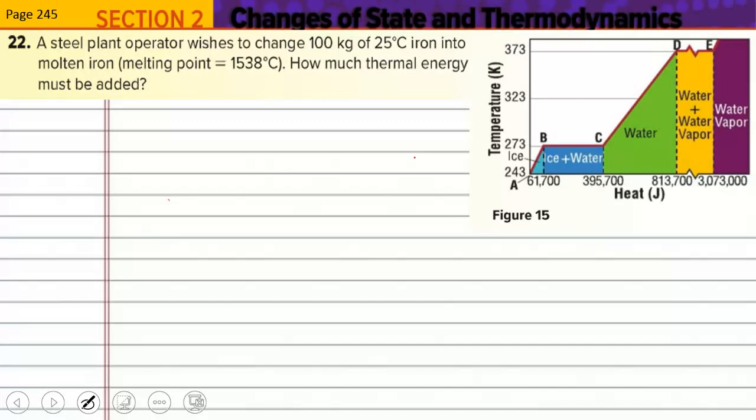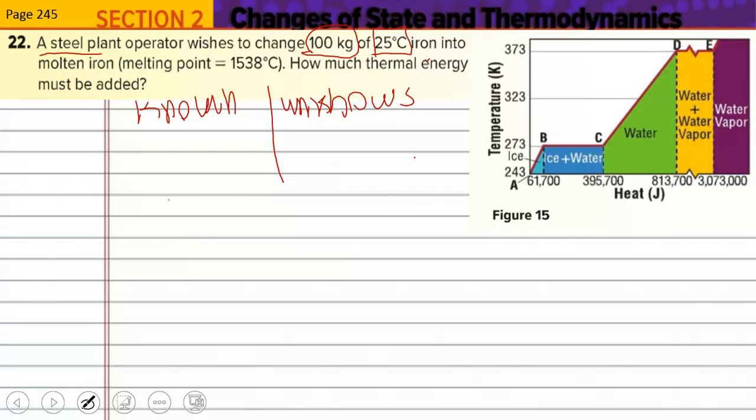Now, we should read the question out and make a schedule to find the knowns and the unknowns, the things that we know and the things that we don't know. The knowns: he said in this question, a steel plant operator needs to change 100 kilograms of 25 Celsius iron. So the material is iron.